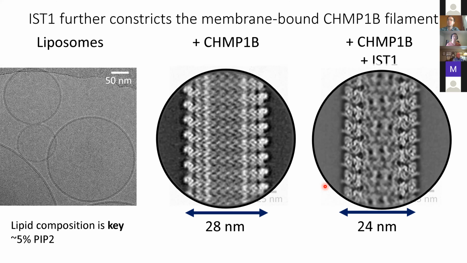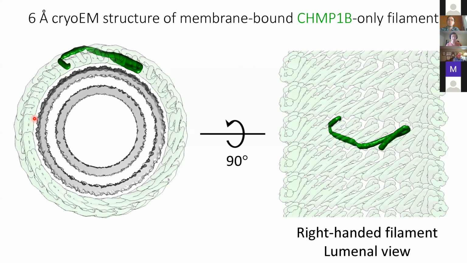So here is a 6-angstrom cryo-EM reconstruction of the GIMP1B only membrane-bound filament. On the left is a top-down view of this filament. So you have GIMP1B on the outside, and one protomer highlighted in dark green. And then here, this is the outer leaflet. This is the inner leaflet.